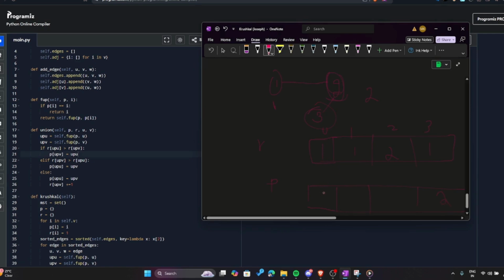So for 0, it's 0 itself, and for 1, it is basically 2. 2 is a parent. When things are the same, it can be anything, and the rank of 2 has been increased. For 2's parent, it is 2, and for 3's parent, it is also 2. So with this being said, we can say that all of these three things belong to the same component because they have the same parent.